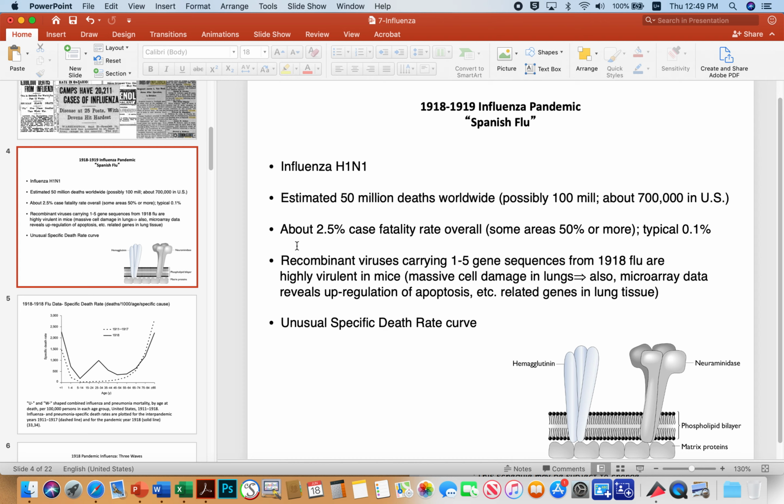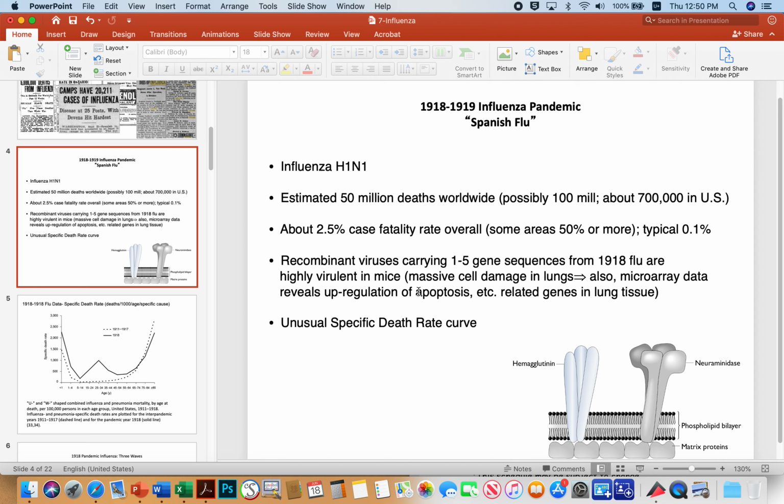and obviously it led to a lot of discussion amongst microbiologists as to whether or not to allow this research to even take place. And eventually it was said, okay, we've got to do this in the name of science, but it is scary to think about resurrecting a virus like this. Anyway, they took some gene segments from the 1918 flu and made recombinant viruses and found them to be highly virulent in mice, causing massive cell damage in the lungs, and obviously upregulation of apoptosis genes in the lungs, meaning that the lungs were being forced to kill themselves.